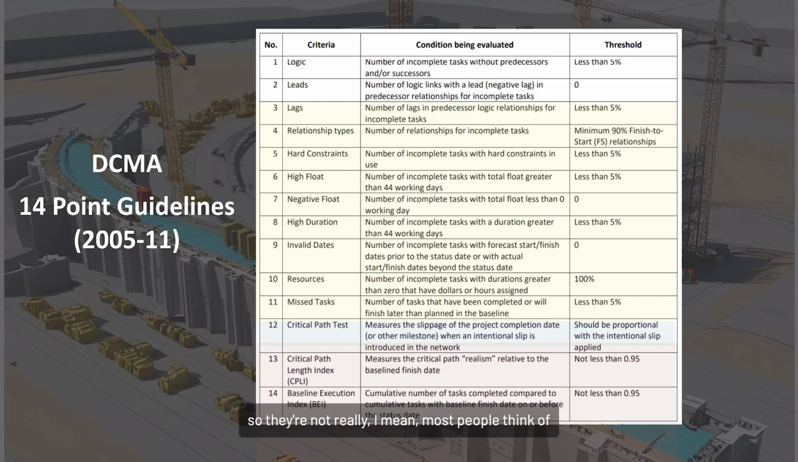So most people think of DCMA as schedule quality, but as I mentioned, those first 9 are really the quality components. You have resources in there. And then the last 4 are just comparisons where you miss the dates. How well did you execute? What's your critical path length and all that kind of stuff, measuring those kinds of components.